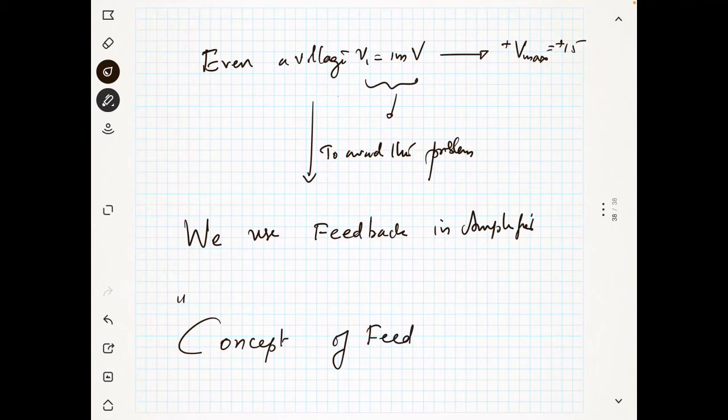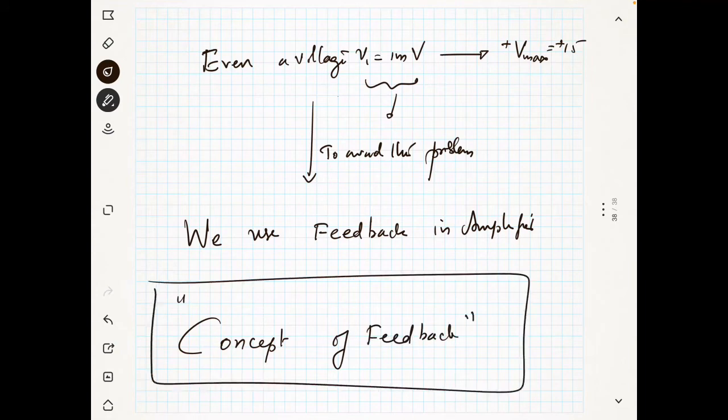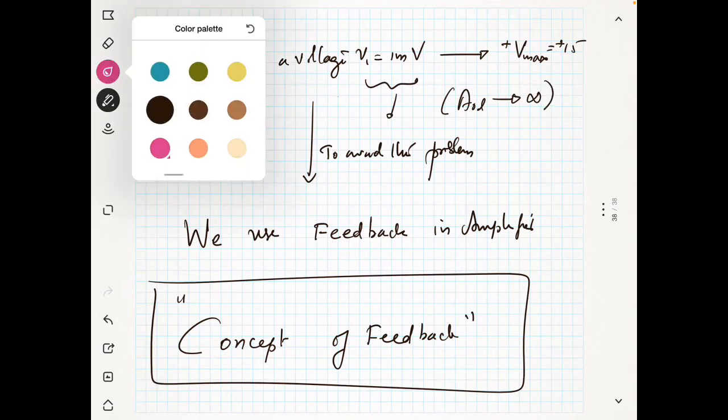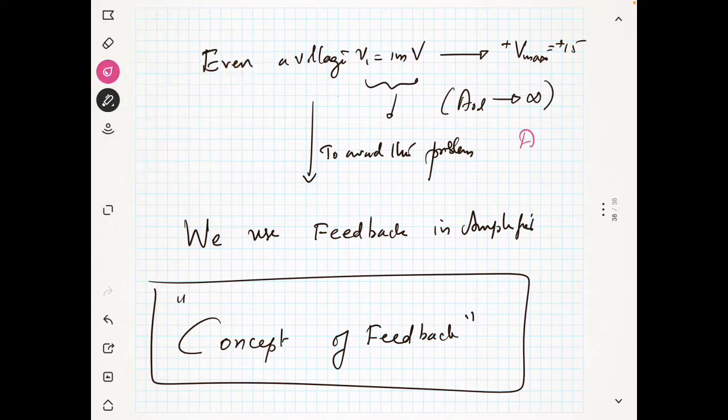So how can we avoid this problem? The problem is that the open loop gain of the amplifier is infinity. So how do we control this gain? We want to control the gain of the amplifier.